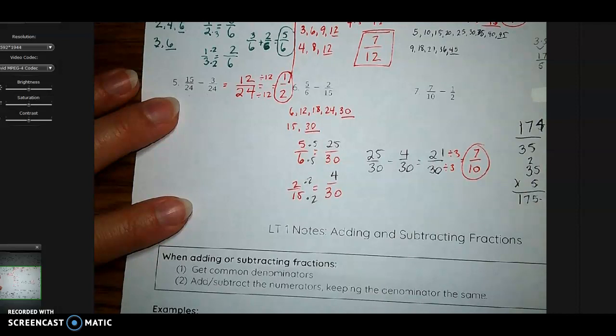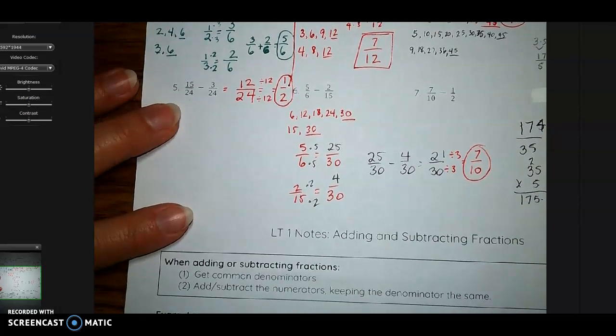And that is how we add and subtract fractions and mixed numbers.